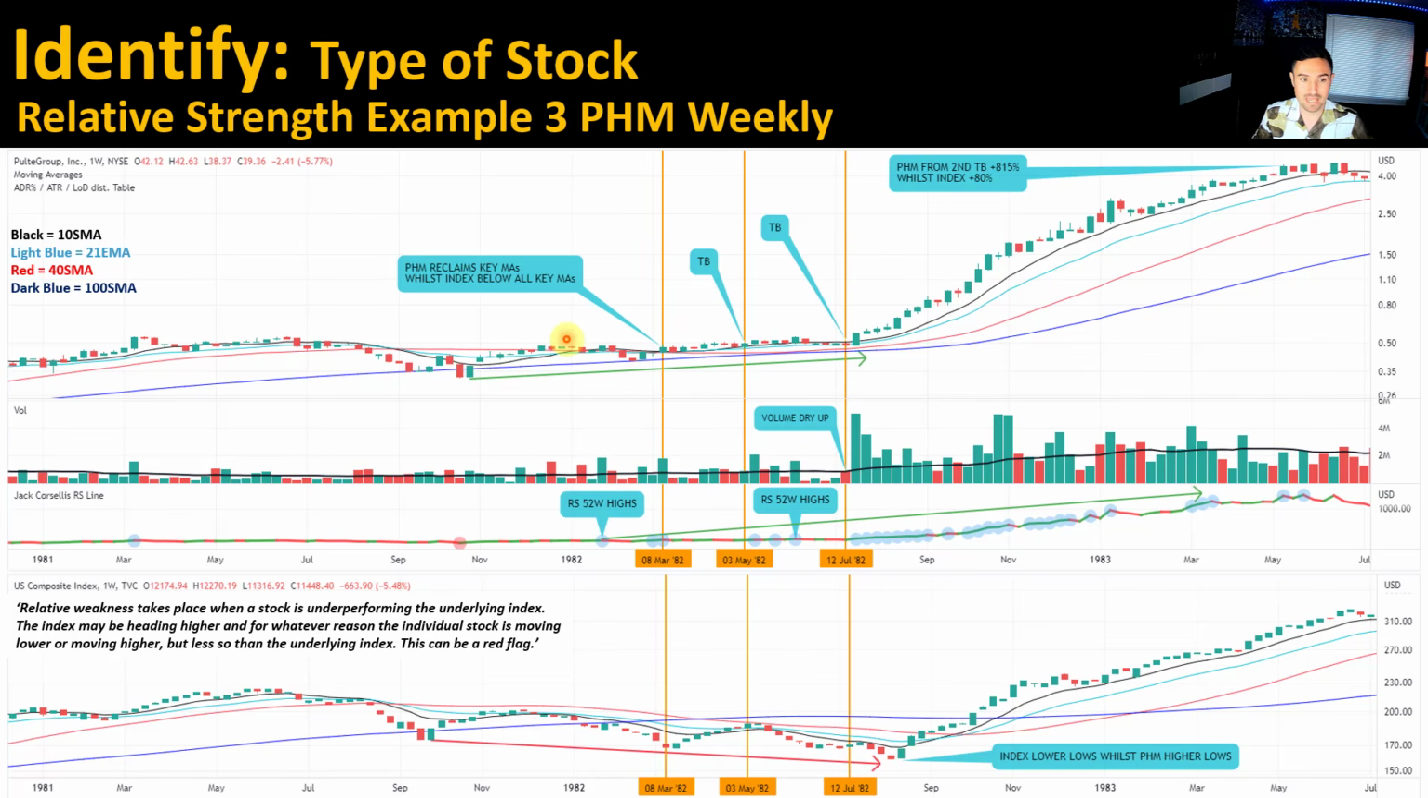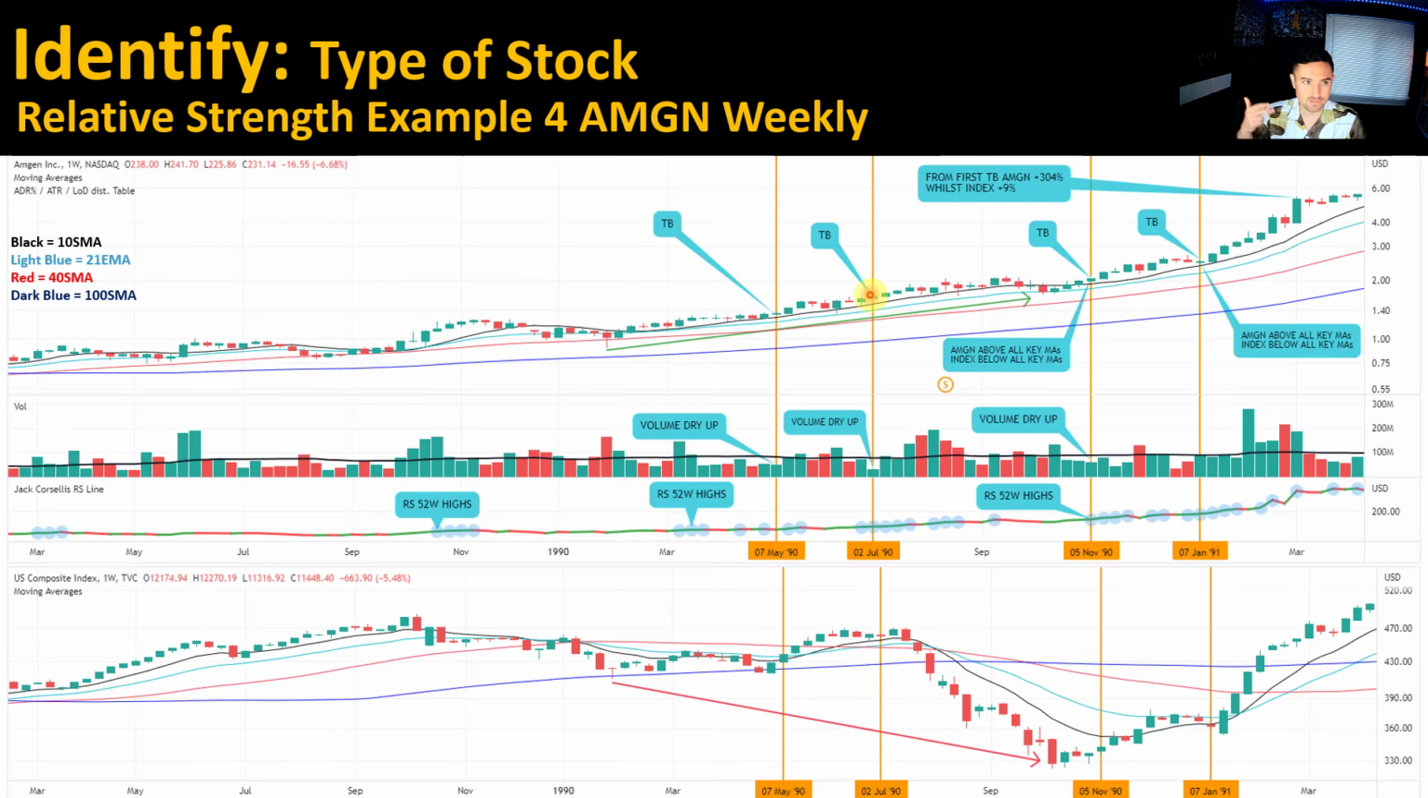Then we take a look at PHM, back in the 1980s. See how the market is actually putting in a lower low after this stock breaks out, and this stock goes up 800%. Look at the 52-week highs. Relative strength, relative strength, relative strength.